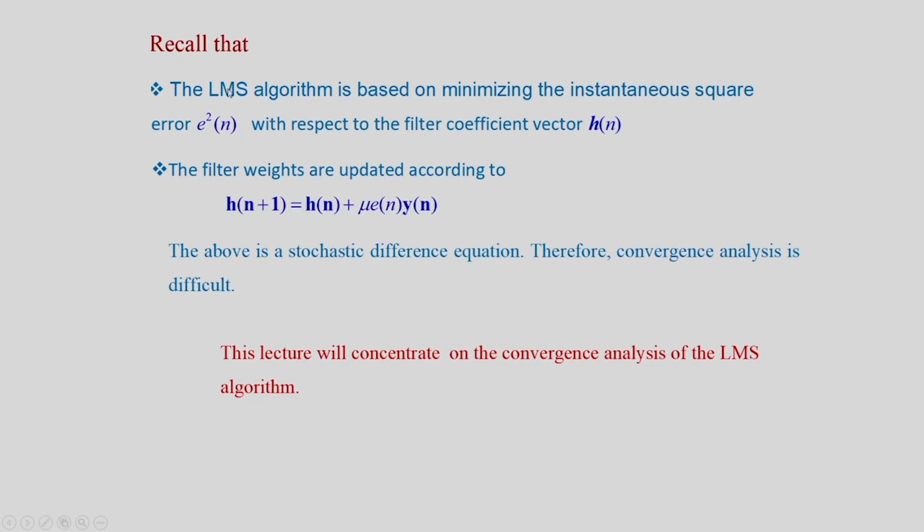Recall that the LMS algorithm is based on minimizing the instantaneous square error e squared n with respect to the filter coefficient vector h(n). The filter weights are updated according to this equation: h(n+1) is equal to h(n) plus mu times e(n) into y(n). y(n) is the data vector, mu is the step length parameter.